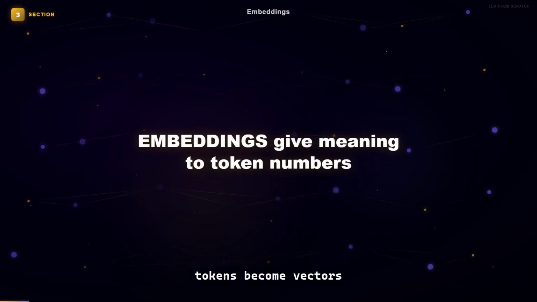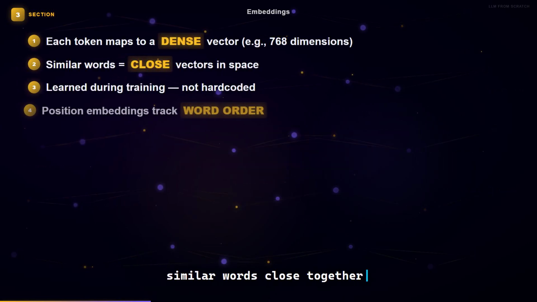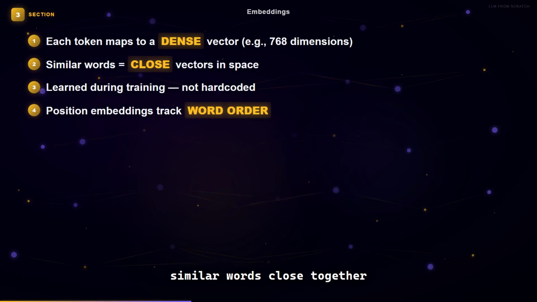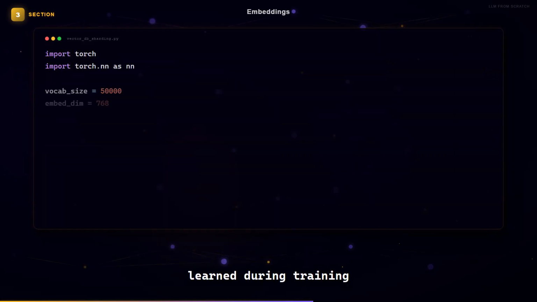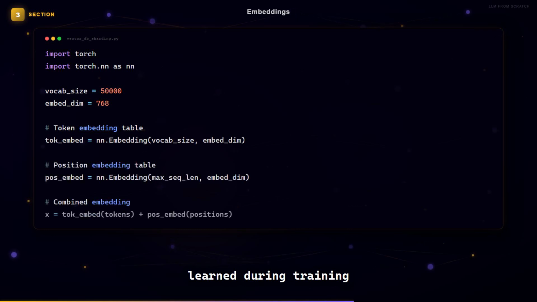Section 3. Embeddings. Token IDs are just arbitrary numbers. We need to give them meaning. An embedding table maps each token to a dense vector, typically 768 dimensions. During training, the model learns that similar words should have similar vectors. King and queen end up close together. We also add position embeddings so the model knows word order.